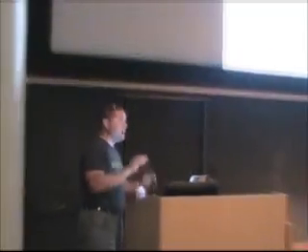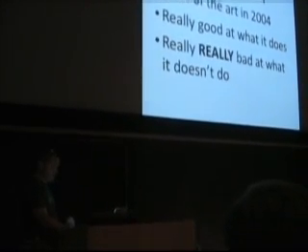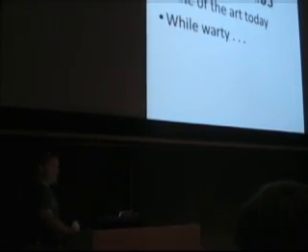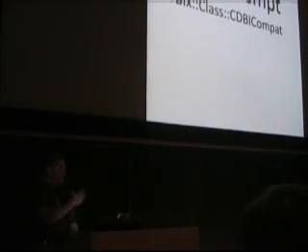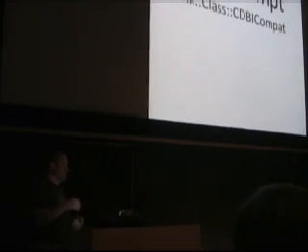All right, so Class::DBI was great in 2004. It's really, really good at what it does, and not so much for what it doesn't do. DBIx::Class is today. It's not perfect, but it doesn't suck. So when you're trying to convert from Class::DBI to DBIx::Class, you'd think, well, it's just an object, and it spits out some SQL and makes an object, and it's all good, right? Well, not so much. So Schwern wrote DBIx::Class::CDBICompat, which I just made him maintain.